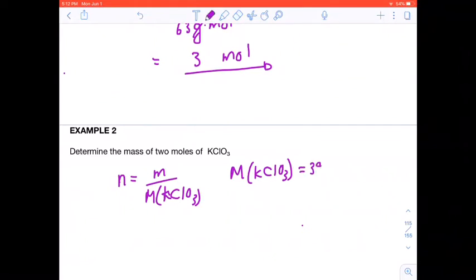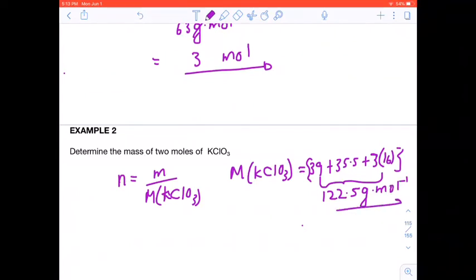K is equal to 39. Chlorine, we know, is 35.5, and oxygen is plus 3 times 16. That is the molar mass of potassium chlorate, which is equal to 122.5 grams per mole. That is what it is.